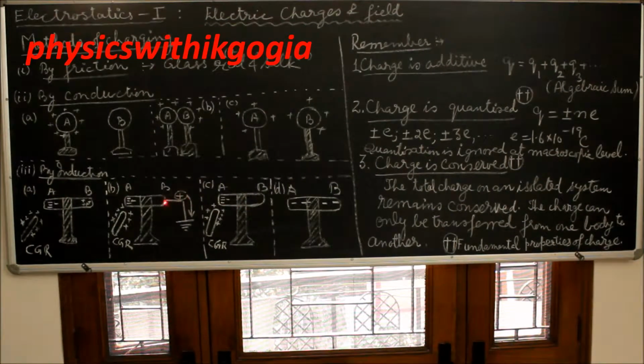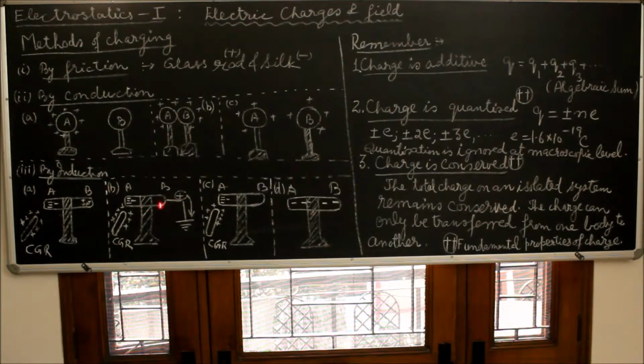In step two, we connect end B to earth. The positive charge at end B flows to earth. The negative charge remains in position because it is bound by this positive charge. In the next step, we remove the earth contact. The negative charge still remains here because it is bound by the charged glass rod. So remember, in step 3, the rod should still be in position. First, we have to remove this ground contact. And then finally, in step 4, we remove even this rod.